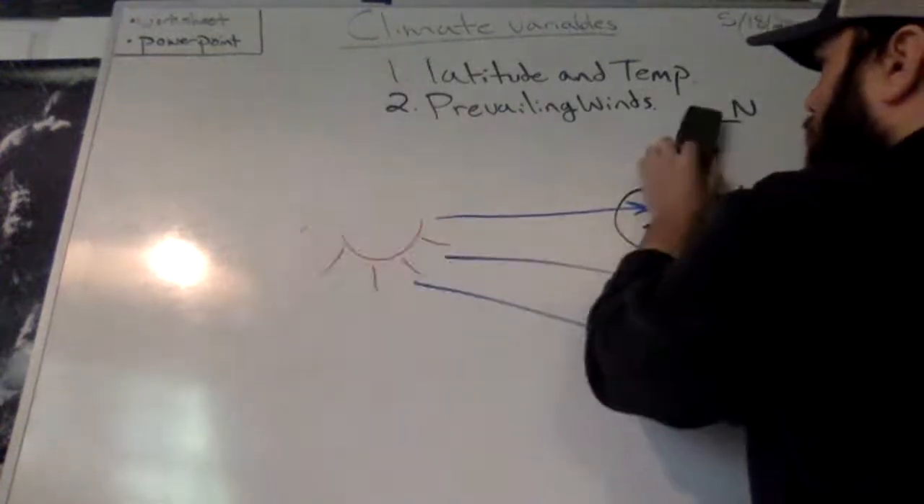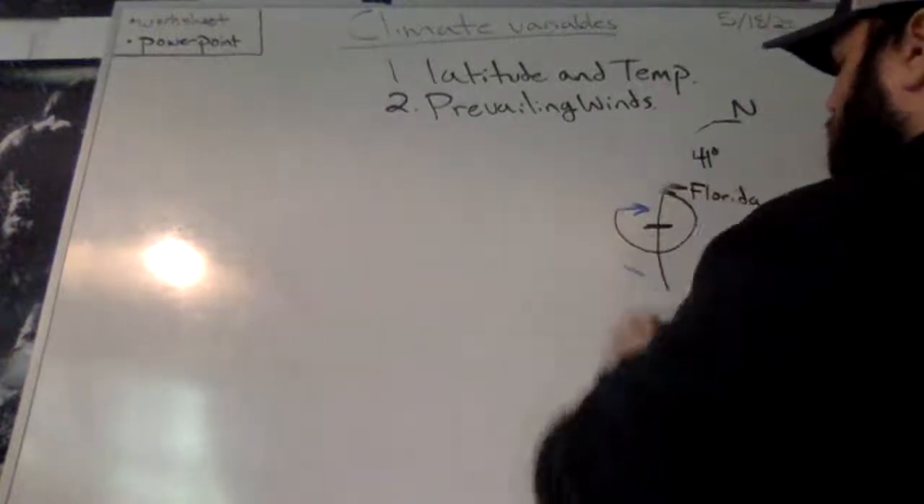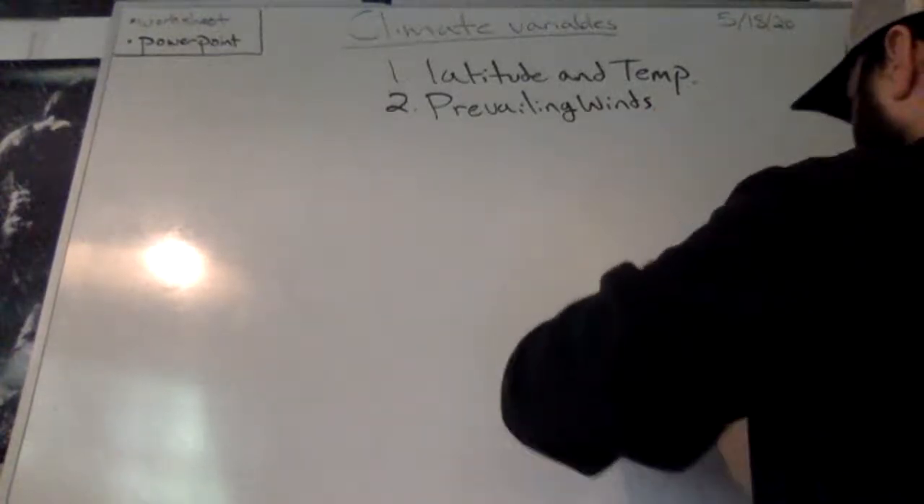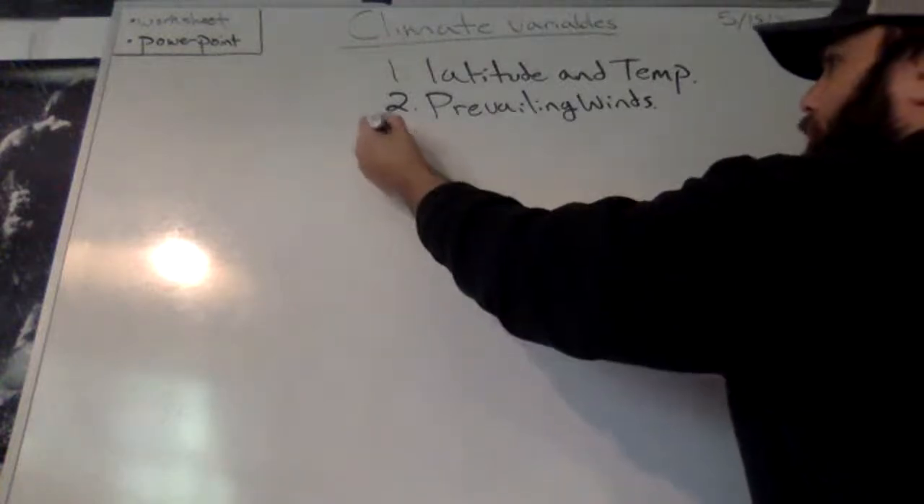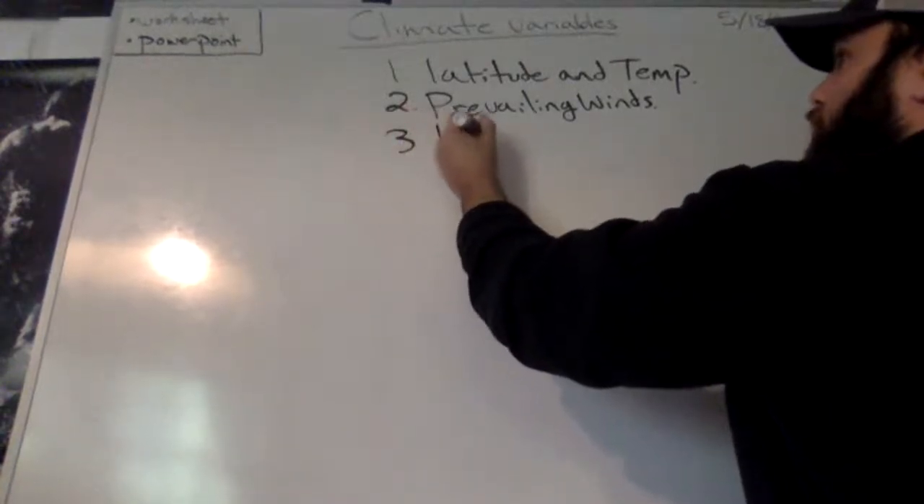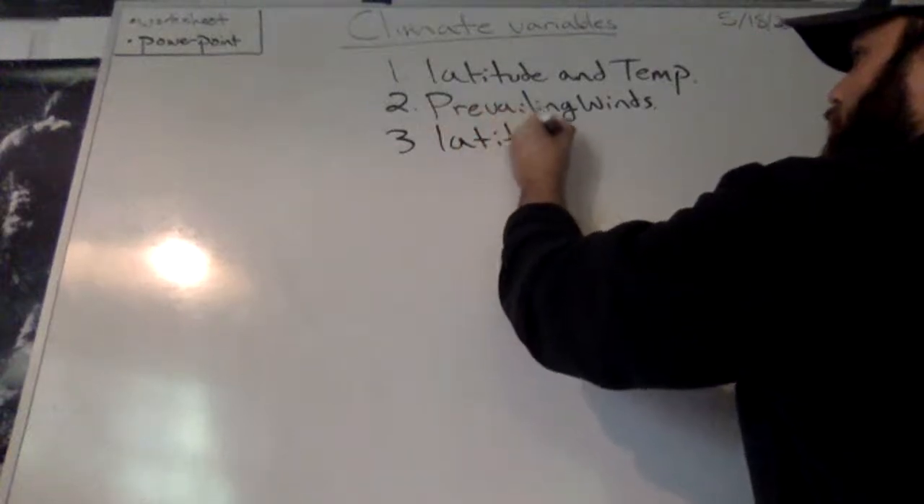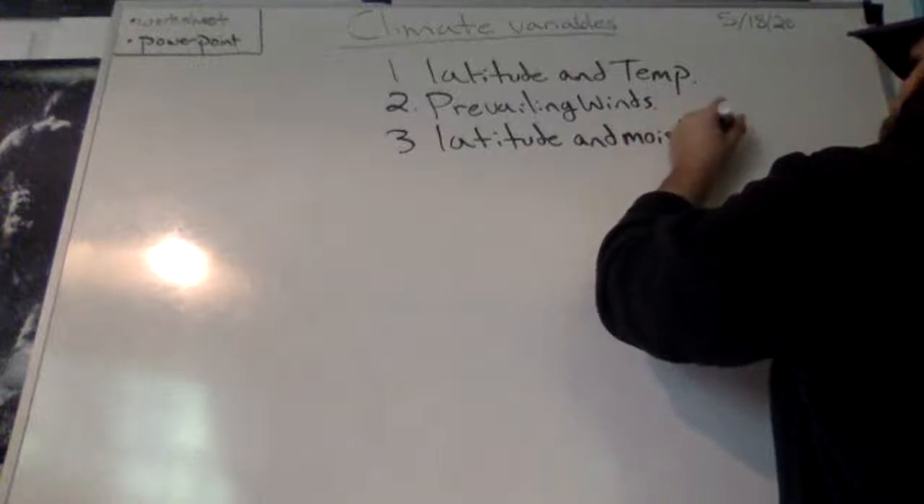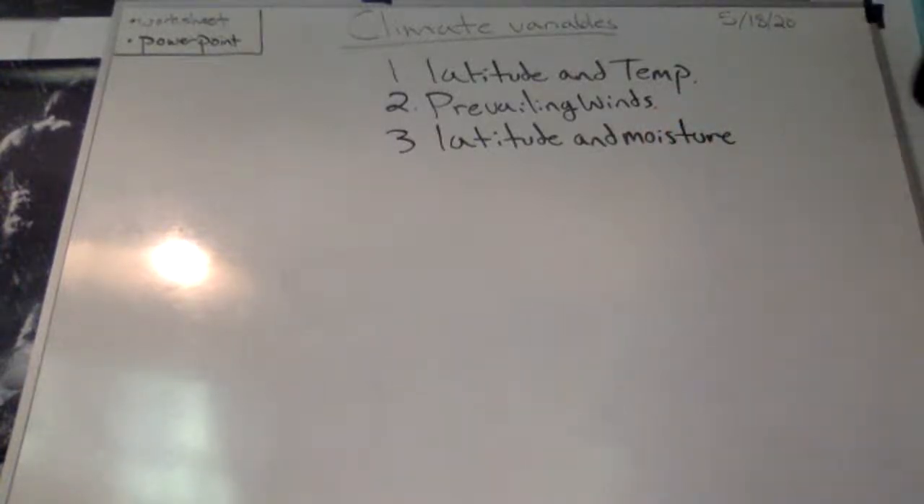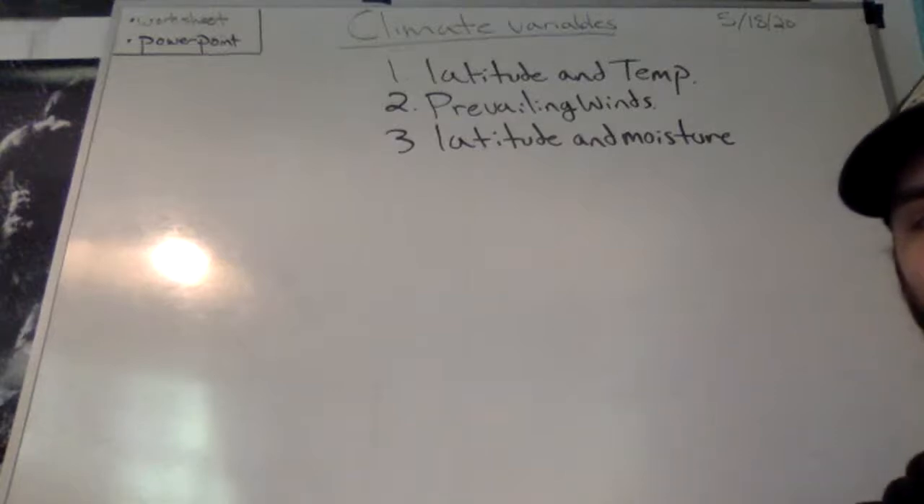The next part, I'm going to erase this. Is latitude and moisture, okay? So we have latitude and moisture. So latitude and moisture, it varies with latitude due to the planetary winds.